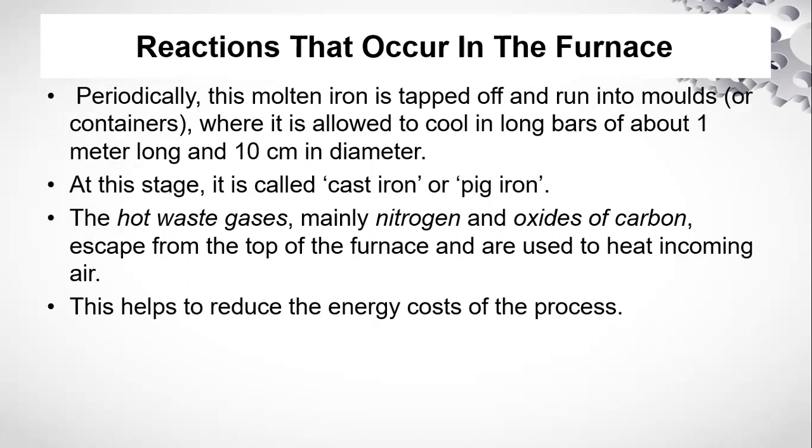Now, periodically, this molten iron is tapped off and run into molds, or containers, where it is allowed to cool in long bars about 1 meter long and 10 centimeters in diameter. At this stage it is called cast iron, or pig iron. The hot waste gases, mainly nitrogen and the oxides of carbon, escape from the top of the furnace, and they are used to heat incoming air. This helps reduce the energy cost of the process.